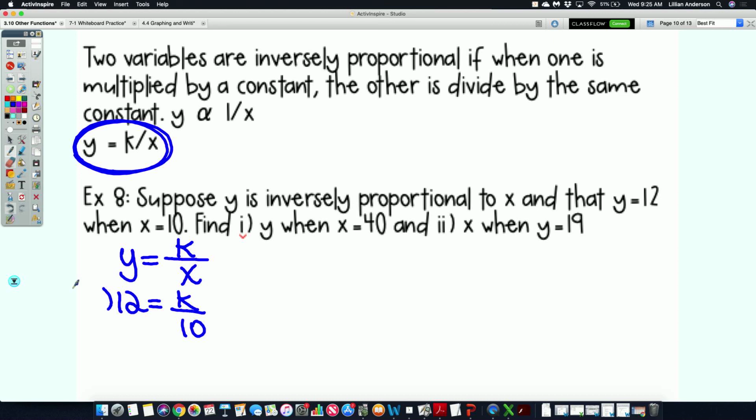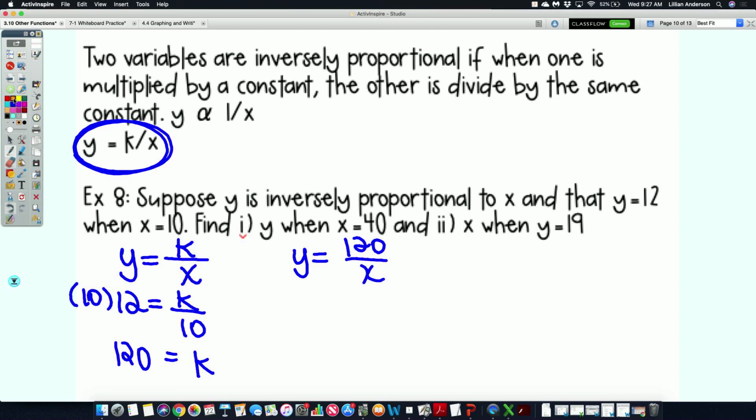Times 10 to both sides. So then k is equal to what? 120. So your equation is y equals 120 over x. This equation is what you use to find I and double I. Can you guys go ahead and do that, please?